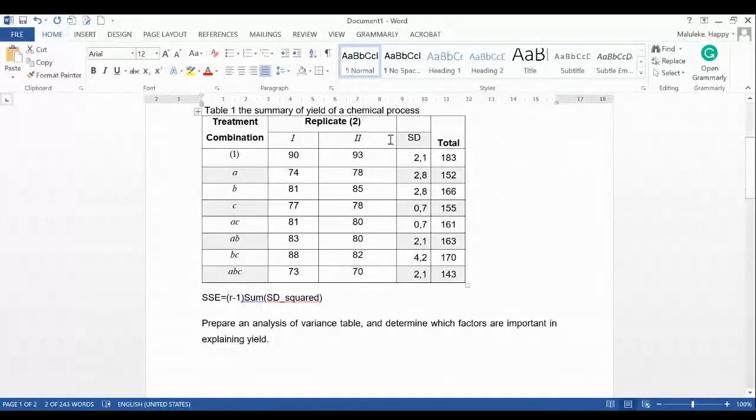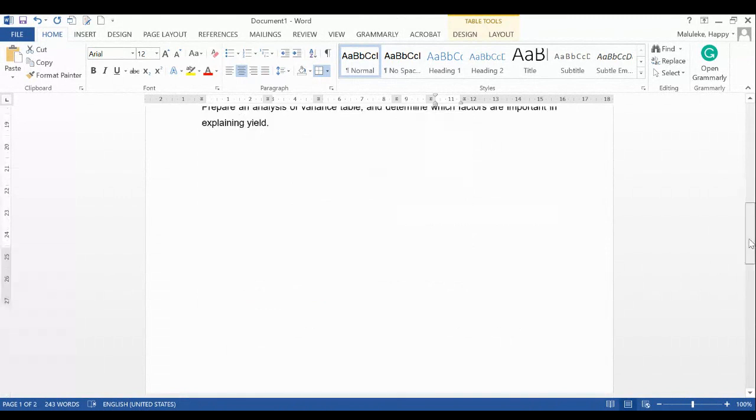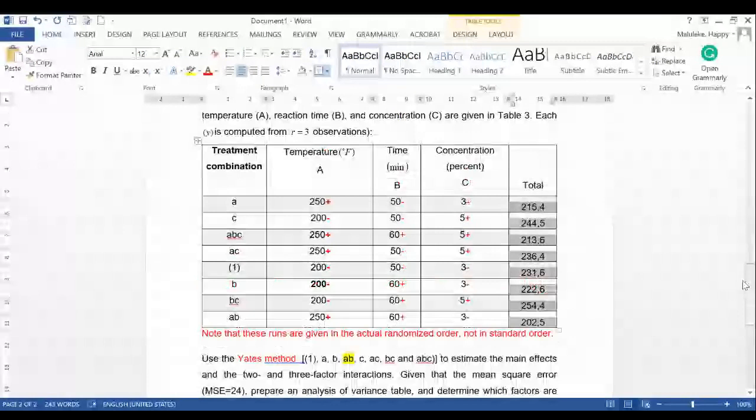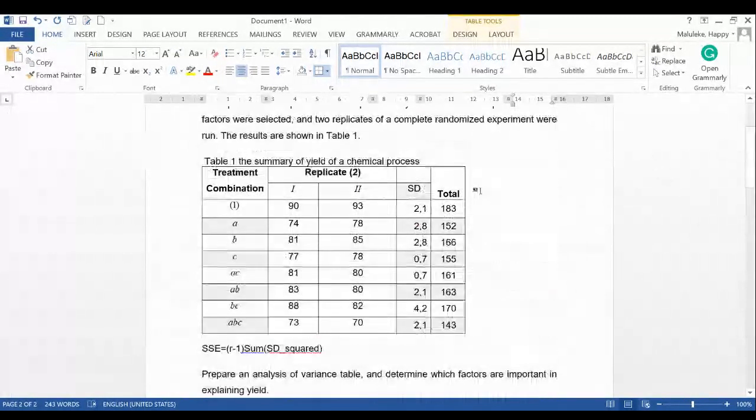Or maybe I start with this one because it doesn't have decimals. The other one, you see the values? Some decimals here. So can we solve the first one? Let's solve the first one. Now it's 2 to the power 3. Which method do you prefer?